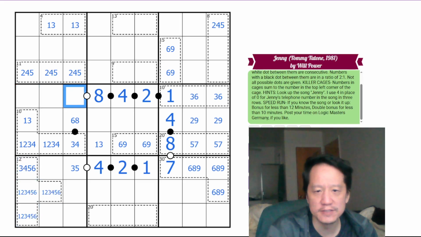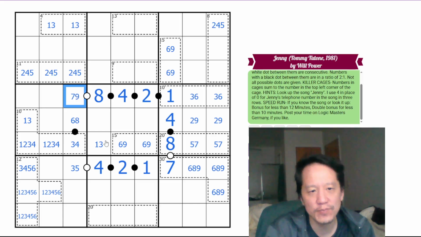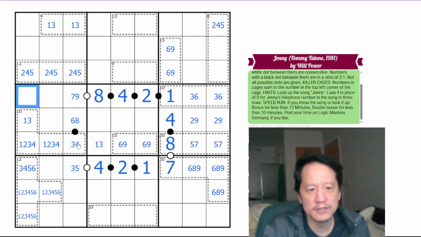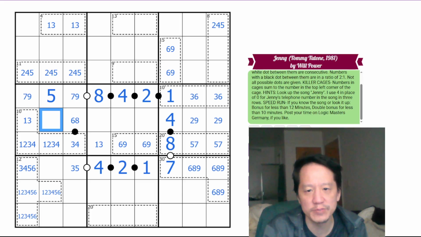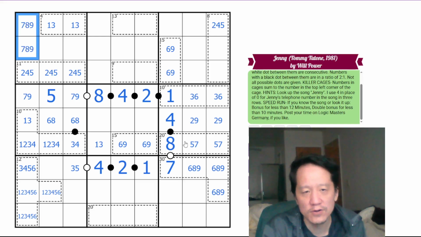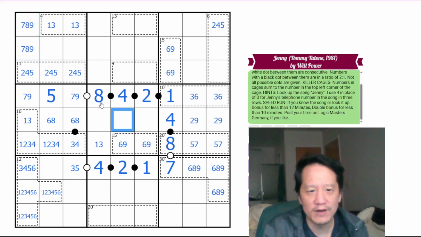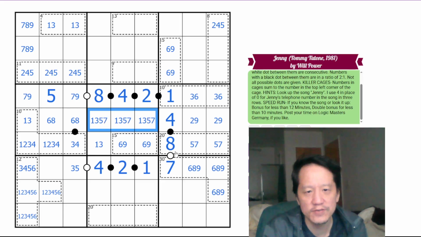This is not 9. This is 7 or 9. This then is also 7 or 9 because of the 1 through 6. Therefore, this is a 5 here. This is a 6-8 pair here. This is 7, 8, or 9 here. That was a pretty bad mistake. This can't be... This is 1, 3, 5, 7.